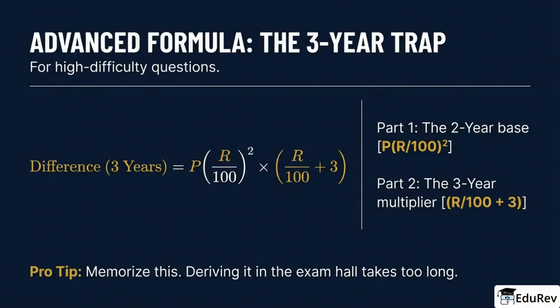Moving on to the 3 years trap. This is where average prep breaks. Most students try to derive the difference inside the exam hall. You don't have to. For 3 years, the difference between CI and SI is P into (R by 100) whole squared multiplied by (R by 100 plus 3). Think of it in 2 parts. The 2-year base, P into (R by 100) whole squared. Then the 3-year multiplier, (R by 100 plus 3). That's it. Memorize it. Deriving this in the exam wastes time.